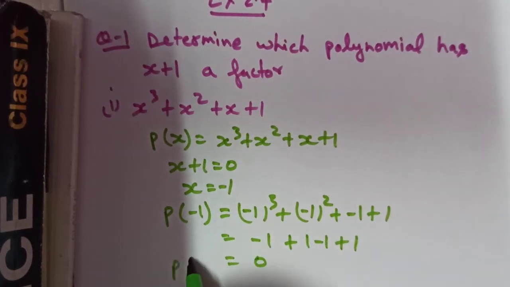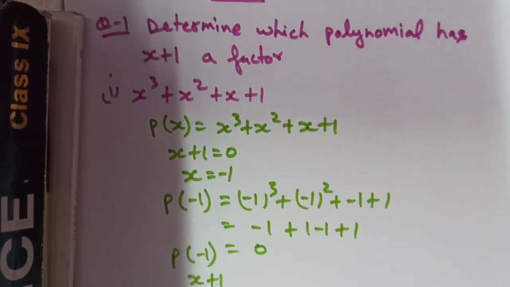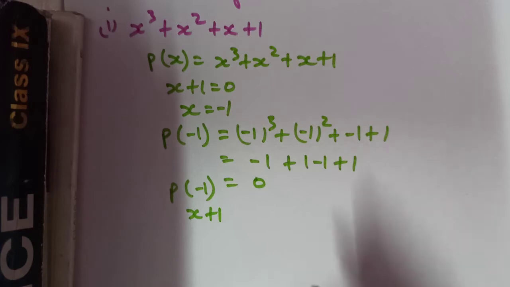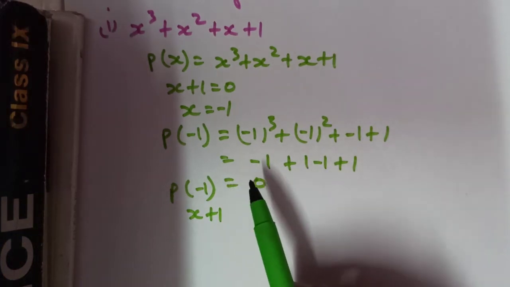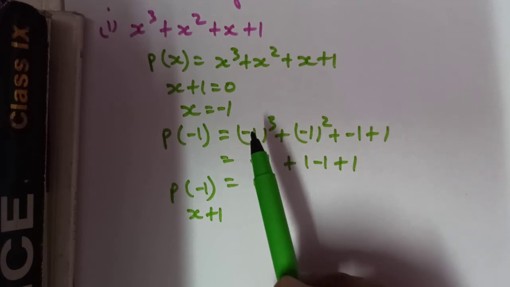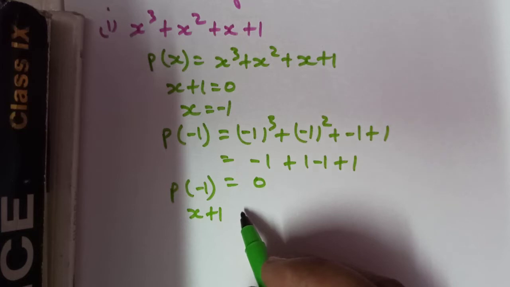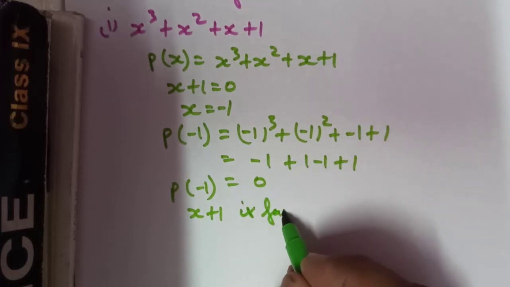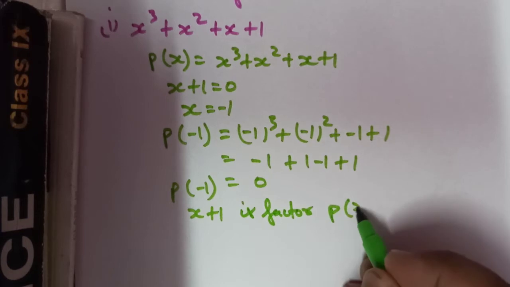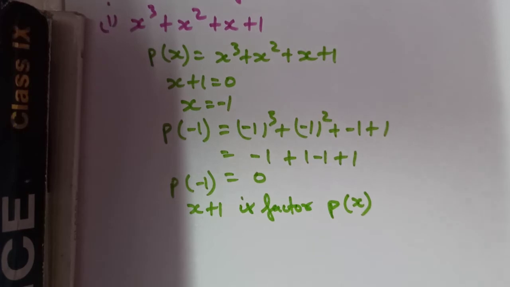So since the value of p(-1) is 0, that means the remainder is 0. According to the factor theorem, if a polynomial p(x) is divided by x minus a and p(a) is equal to 0, then x minus a is a factor of the polynomial p(x). Since here x minus a was x plus 1, we say that x plus 1 is a factor of the given polynomial p(x).